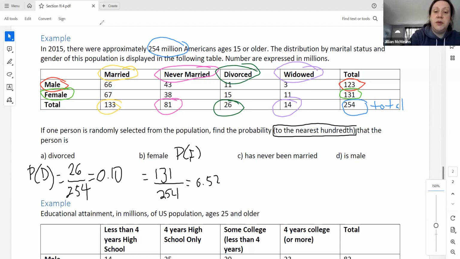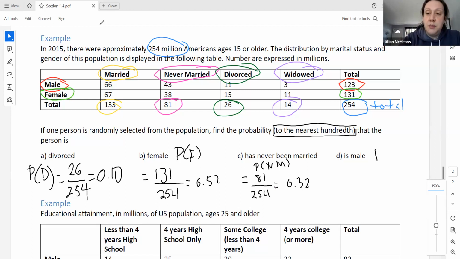Now, next up, we have the probability that somebody was never married. So I'm going to do NM, never married. Again, the denominator, we're looking at the whole table here, is 254. But of the 254 million people represented in this table, how many at that point in time could currently say they were never married? Well, that's the pink number. That would be 81. And if we took 81 and divided it by 254, we would get 0.32. So basically 32% of this table had never married from ages 15 up back in 2015.